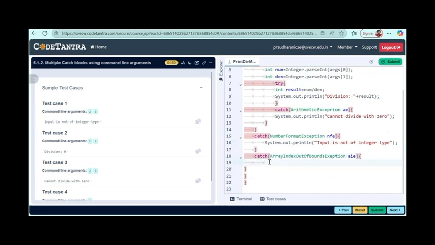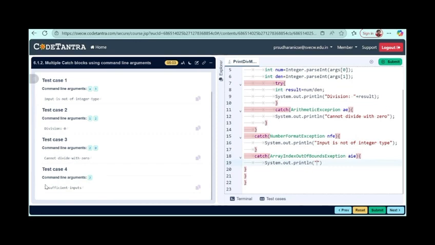So what did we do in this program? We have read two integers from the command line, divided them safely with error handling, and printed clear messages for errors like missing input, invalid input and divide by 0.